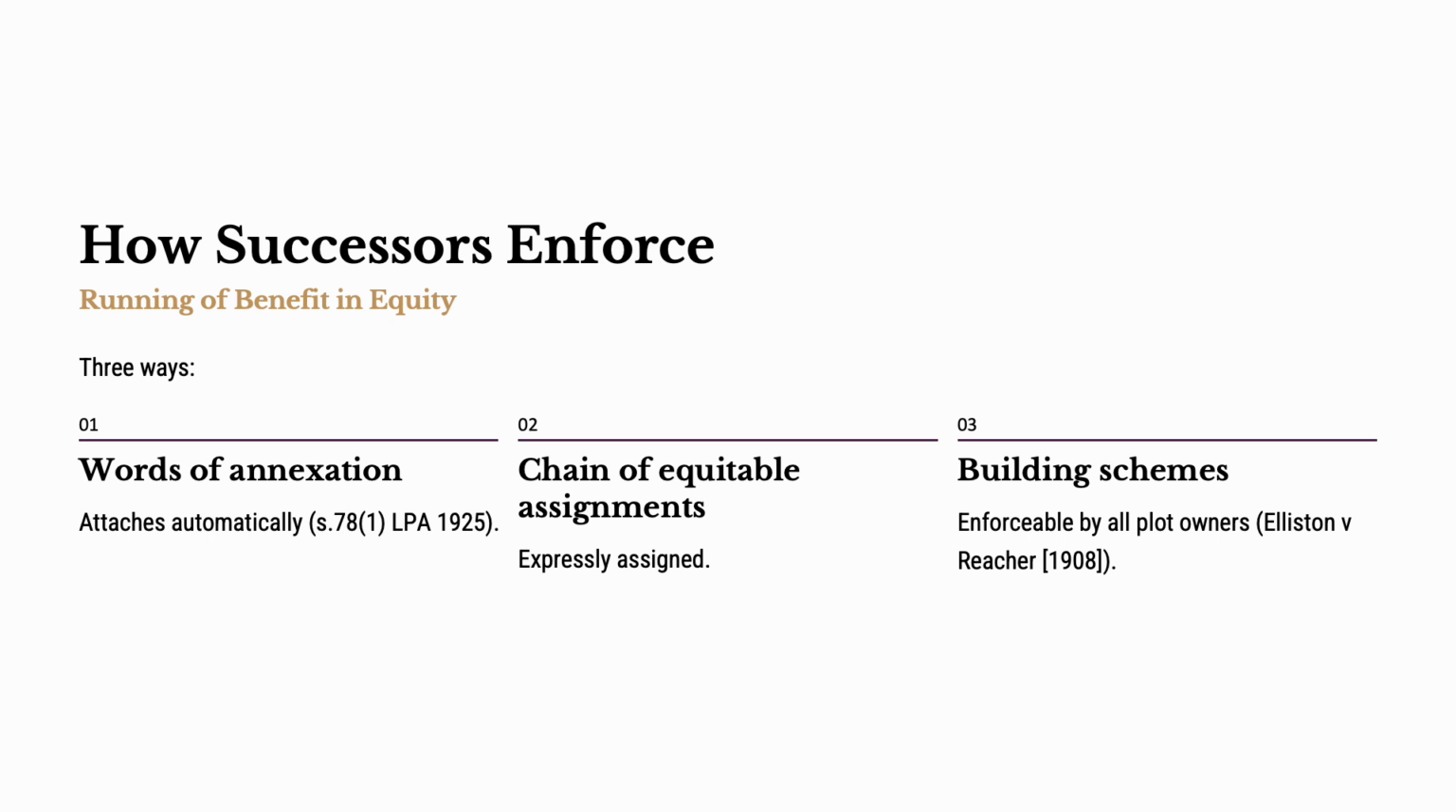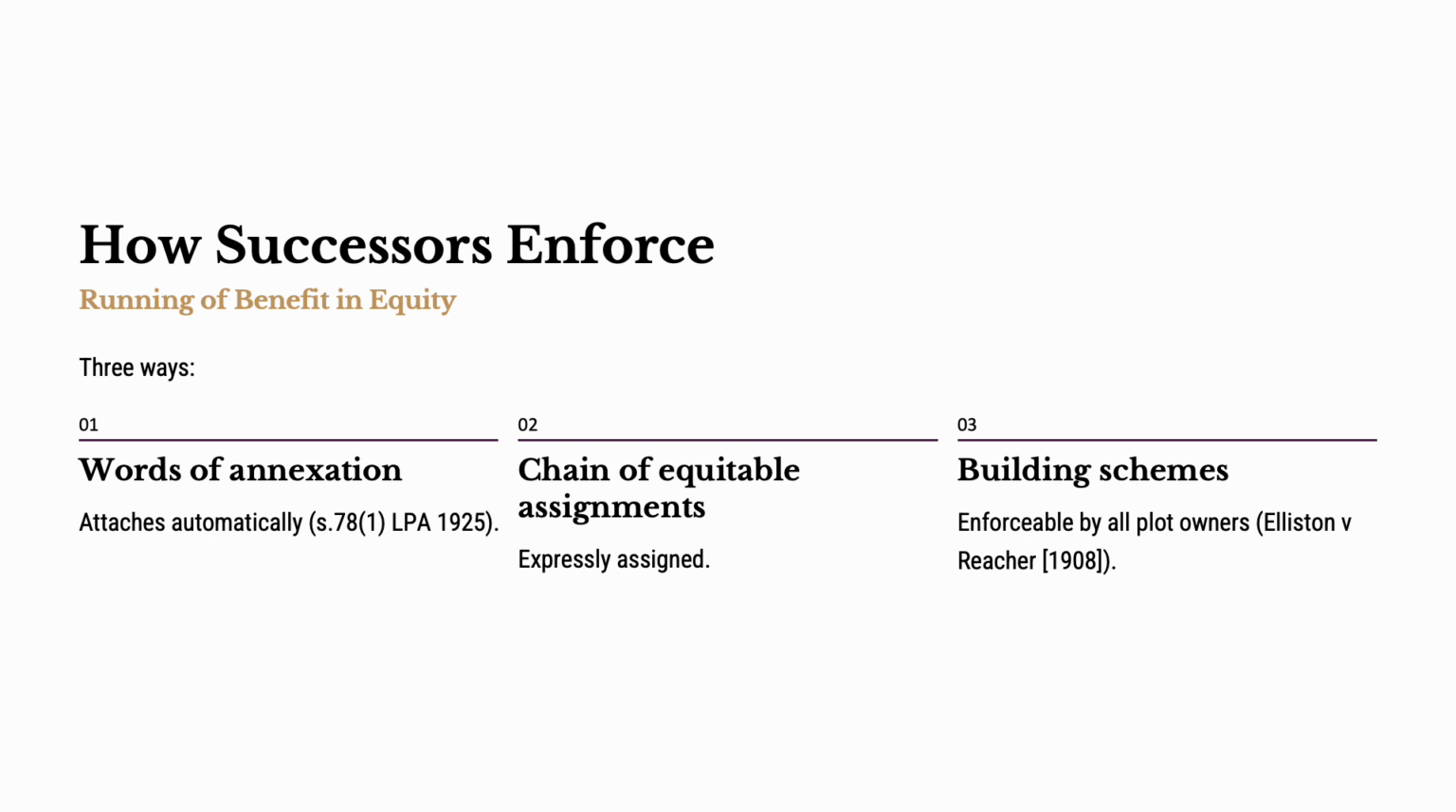For annexation to work, the covenant must clearly identify the dominant land it is intended to benefit. So land and the benefit intended. Vague references are not sufficient. The covenant must be framed so that it's clear which land benefits. Annexation is the simplest method because once achieved, the benefit passes automatically with every transfer of dominant land. No express assignment is needed. Any successor who owns the dominant land can enforce the covenant.